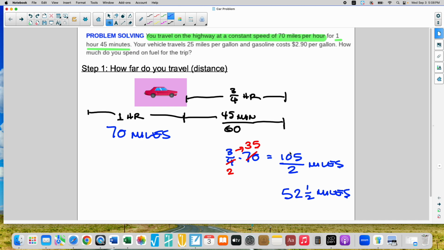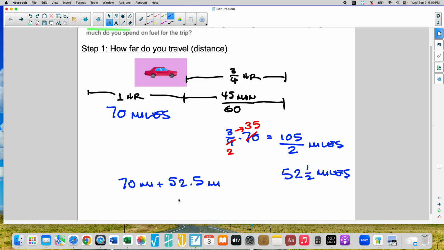And that makes sense. Is that reasonable? Yeah, because it's less than 70. If you went a full hour, it would have been 70, but we only went 3/4 of 70. So that's 52.5. So our distance is going to be 70 miles plus 52, let's go decimals too while we're at it, 52.5 miles. And that's going to give you a total of 122.5 miles. Now that's how far you're going to drive.